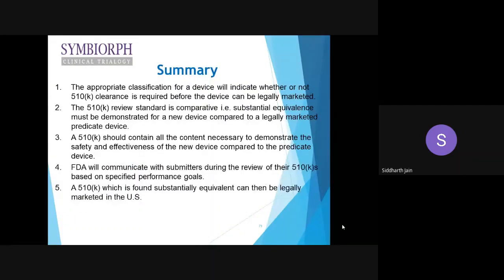So for today's session, we are able to know how to classify your products and how to do a subsequent comparison or predicate device analysis, what the typical content of the 510K is if you would like to go for it, and how substantial equivalence can then legally market your devices. So these are the typical summary points from today's session.